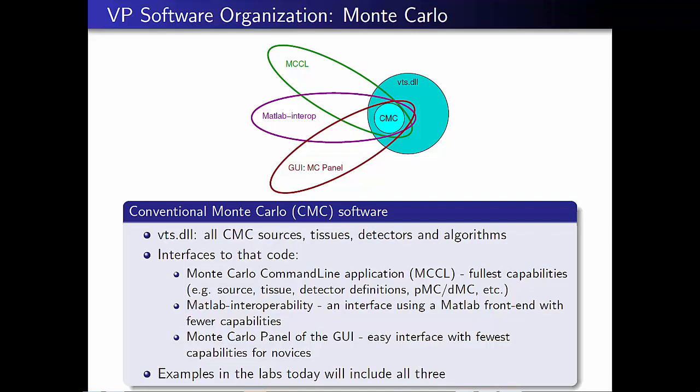I wanted to describe a little bit about our software because you're going to be using it this afternoon. We have this conventional Monte Carlo, which represents the capabilities described this morning. It resides within a library, with a command line utility that uses that library, a MATLAB interop, and a GUI interface with a Monte Carlo panel. The command line has the most capabilities, the MATLAB interop second most, and the GUI the least, for maybe more of the novice who just wants to run something easy. Our labs today will have examples of all three.